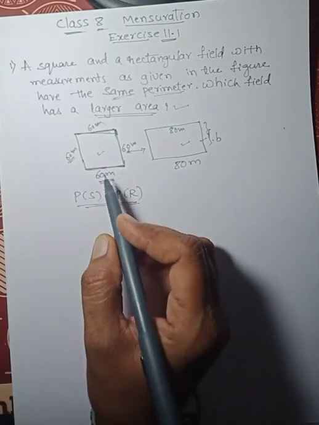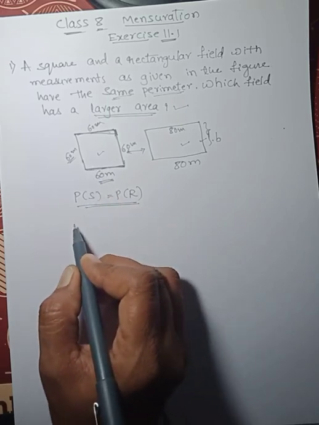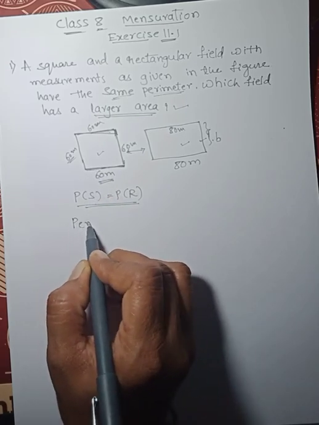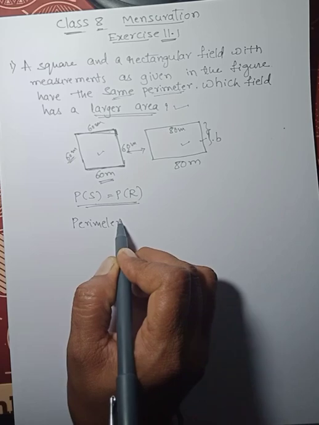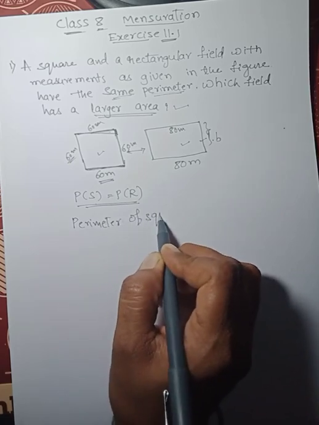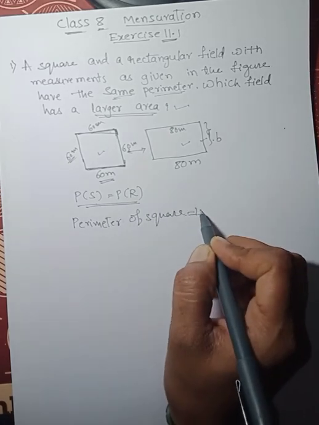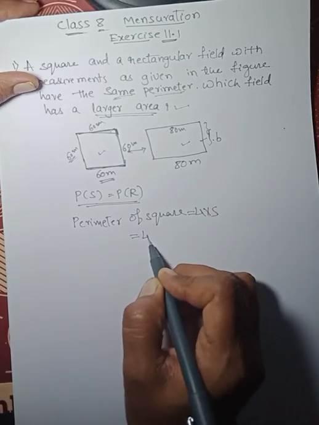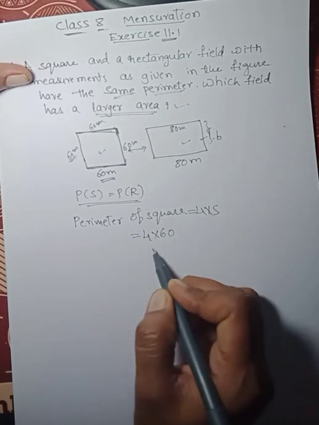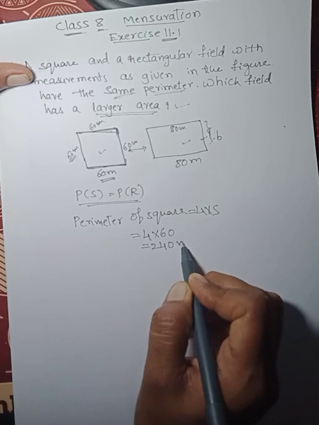Now here what we'll do, first of all, the perimeter of this square, it is given by what? Perimeter, okay, I'll write once again. Perimeter of square equal to 4 into side, which is equal to 4 into the measure of side is 60, which is 240 meter. Very simple.